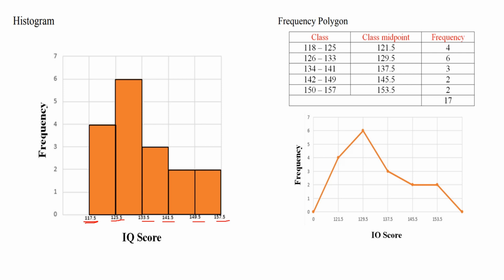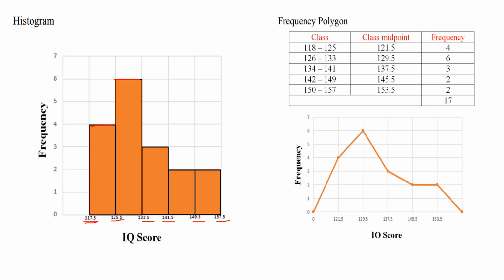And consider the y-axis as frequency. The maximum value is 6, so you have to make the axis depending on the maximum value. So in the range 117.5 to 125.5, we have 4 frequency. So you can draw the bar. And same like 125.5 to 133.5, we have 6 frequency. So we got the second bar. And you may join them together.